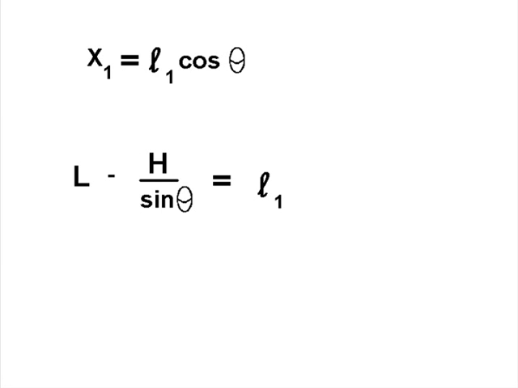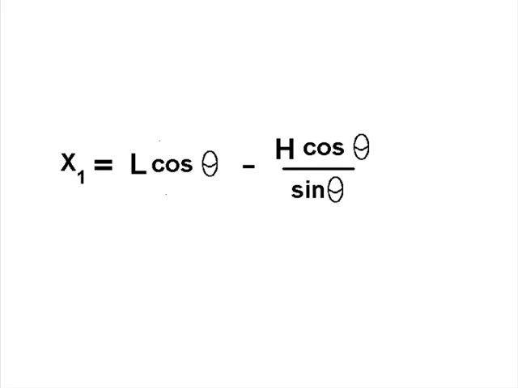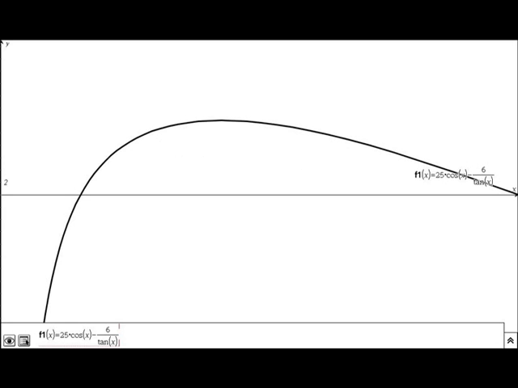Finally, we'll substitute for L1 and get X1 equals L minus H over sine theta times cosine theta, which can be simplified to L cosine theta minus H cosine theta over sine theta, or H over tangent theta. Now, assuming you have some values for H and L, you can plug them into the graph and find the relative max between 0 and 90 degrees. The graph will probably look something like this. But we can also solve it mathematically.